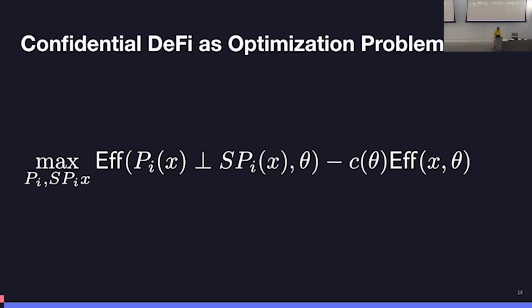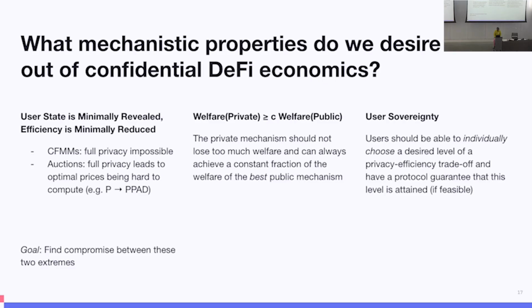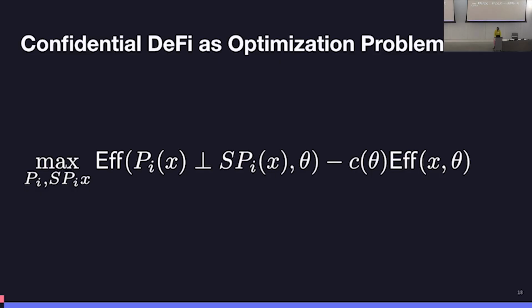So something I've been working on, and this is an extension of the differential privacy for CFMMs, is, well, actually, maybe you can formulate this as an optimization problem where I want to meet these three constraints, where I minimize how much state is revealed for a given level of efficiency. I also try to make sure the welfare satisfies this competitive ratio bound. And the sovereignty piece is some input the user can give to the optimization problem. All right, so let's go through what this says step by step.